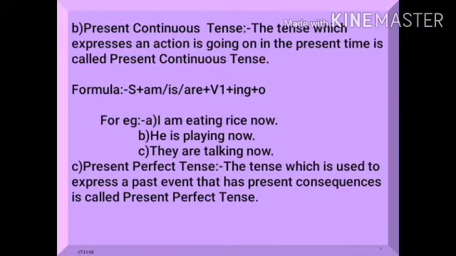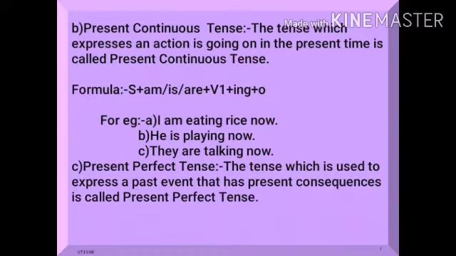Now formula you can see, students, subject plus am, is or are according to the person you have to write it, plus V1 plus ing plus object. Now for example, I have written here, you can see, I am eating rice now. Here I, in the first example, I is the subject, am, with I must write am. Then I have written the V1 eat. Then I have written ing according to the formula. So it is now eating. Then rice, it is the object, and now, which is saying us the time.